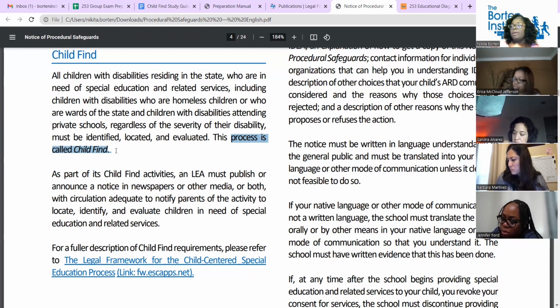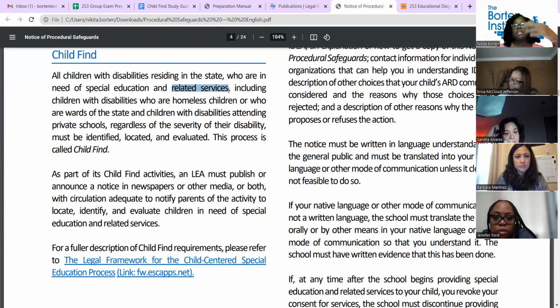All right, so let's talk about what related services are. We're going to see this in just a moment whenever we go to the legal framework. Related services, what does that even mean? What are related services? Services like special education, transportation, occupational therapy, physical therapy, extended school year, and so on. Special education services and related services that may be needed.